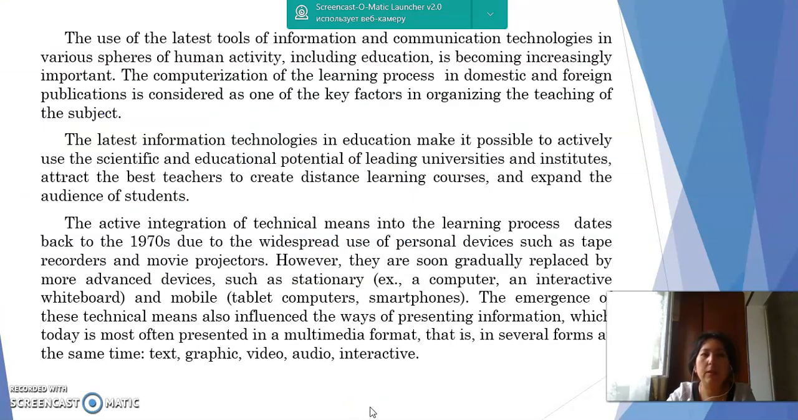The use of the latest tools of information and communication technologies in various spheres of human activity, including education, is becoming increasingly important. The computerization of the learning process in domestic and foreign publications is considered as one of the key factors in organizing the teaching of the subject. The latest information technologies in education make it possible to actively use the scientific and educational potential of leading universities and institutes, attract the best teachers to create distance learning courses, and expand the audience of the students.